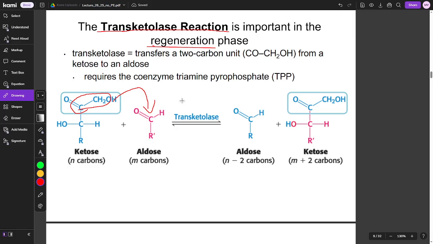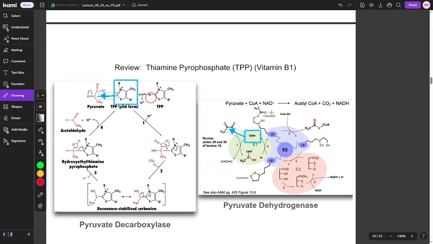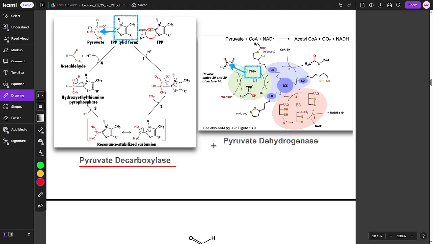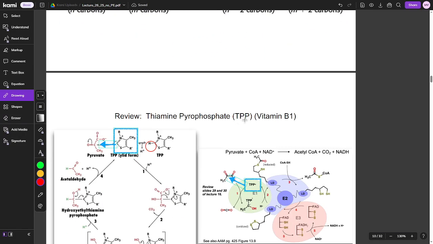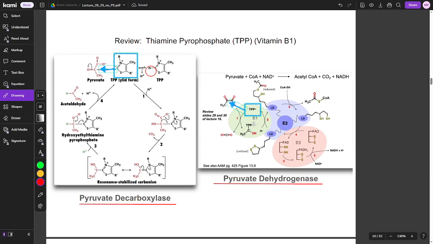substrate to another. And the important cofactor for this is TPP, which is something that we have seen in pyruvate decarboxylase and pyruvate dehydrogenase. Generally speaking, what you should know about TPP is that, 1, it is essential for decarboxylation reactions. And 2, it is very important for transfer reactions. So in 441, you'll cover aminotransferases. They also use TPP. It's just a very important vitamin or cofactor for the coenzyme, really, for these kinds of reactions that require transfer or decarboxylation.